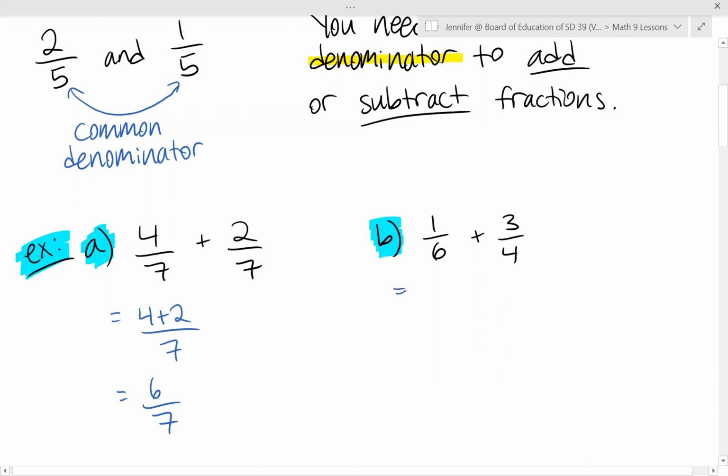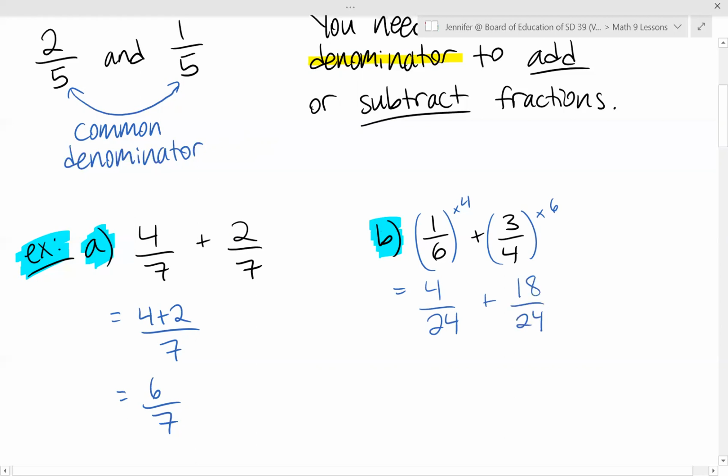This example B is a little trickier because they don't start with a common denominator. We need to find one first, and then we need to manipulate or change the fractions such that they do have the same number on the bottom. So how can we make 6 and 4 be the same number? Well, if I multiply this whole fraction by 4 and this whole fraction by 6, we're going to get 4 over 24 plus 18 over 24.